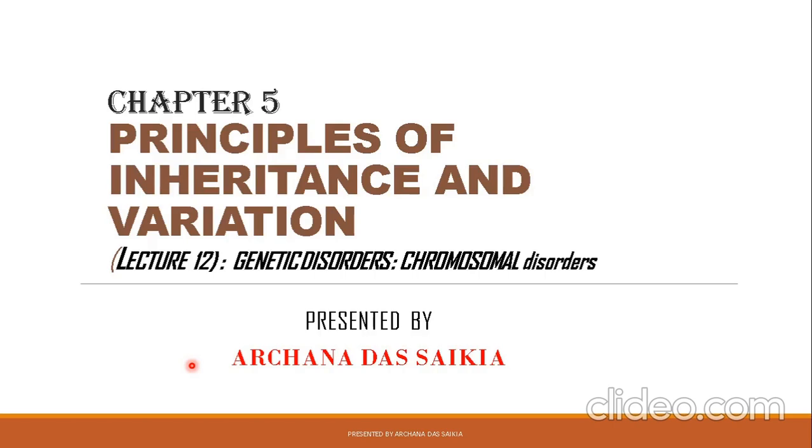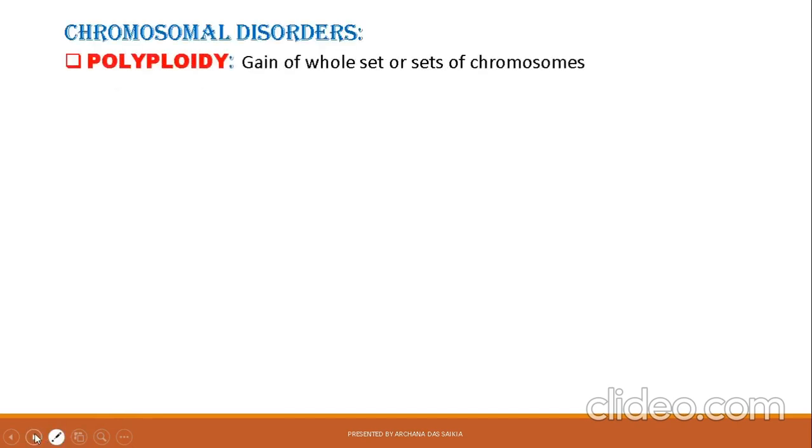Today we will talk about genetic disorders. Under it, the last part, or the second part, that is chromosomal disorders. The previous lecture was on Mendelian disorders. Now today we will talk about chromosomal disorders. Now chromosomal disorders can be again of two categories. Chromosomal disorders means abnormal number of chromosomes.